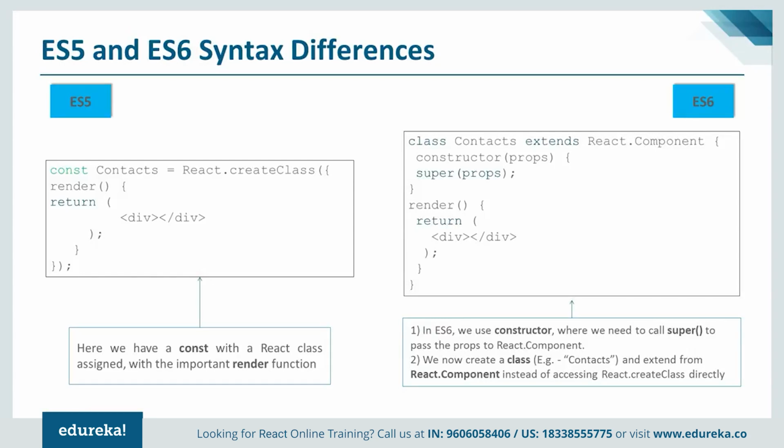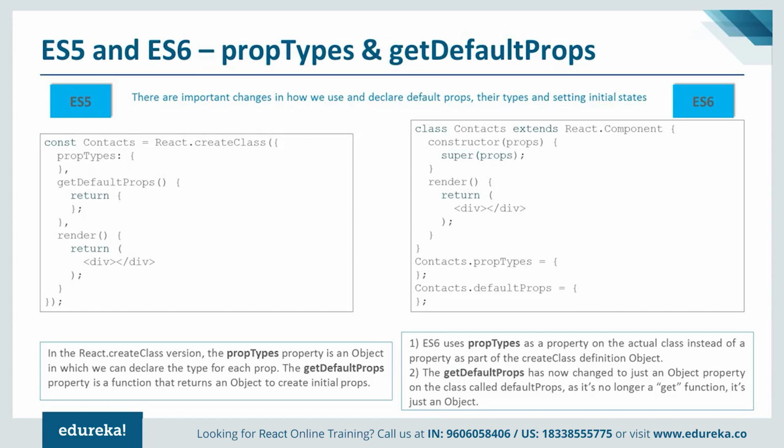First difference, syntax. No more React.createClass as it was in ES5. Now we use React.Component, specifically a class name which extends React.Component. The second difference is propTypes and getDefaultProps. The propTypes property is the object in which we can declare the type for each prop, and now we declare this inside the constructor.